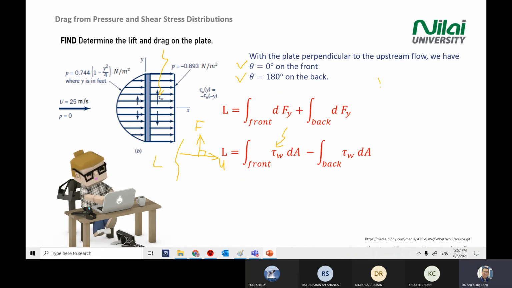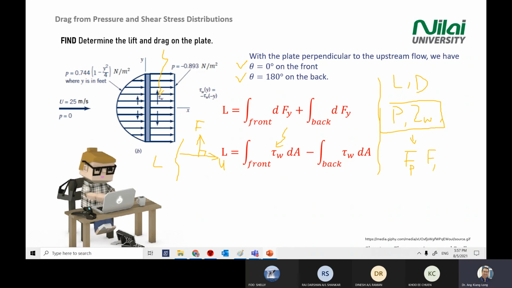Right, so just a take-home idea. What can contribute to lift and drag? Pressure and wall shear stress. How do you know these two will generate lift or drag? You need to convert to forces, either from pressure or wall shear stress. You look at their direction. If it's perpendicular, it becomes lift. If it goes along the flow, it becomes drag. Okay, this is just a reminder.